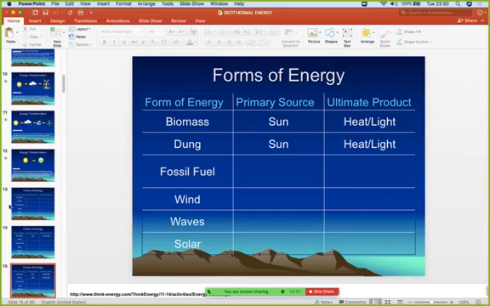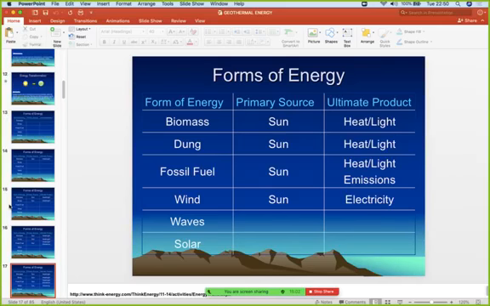No? So next, the dung, of course, the primary. So the secondary only for the plants and trees. No? I mean the animals. Of course, the animals producing the dung, but again, the ultimate product is heat and light. So for fossil fuels, also the same, except that it also has a product of emission. Then for the wind, we have sun that produces electricity. The wind cannot produce heat and light, but it can produce electricity directly.